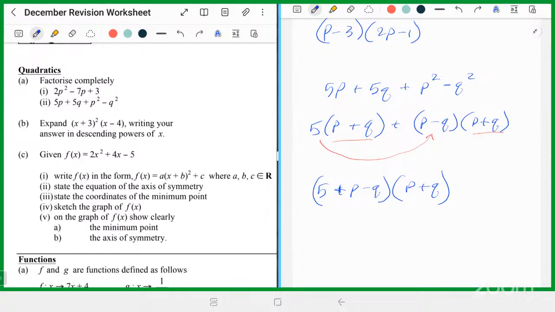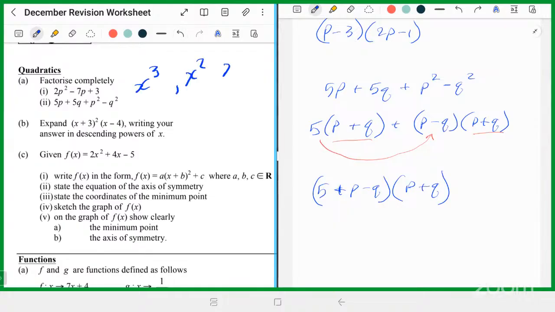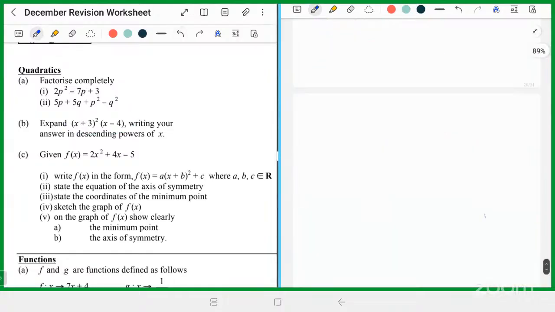Next part is for us to expand this expression, writing it in descending powers of x, meaning if you have x cubed as a first term, you must have x squared next, then you have x next, and you have a constant next. That's what I mean by descending powers of x. Expanding this thing. So let's go. So we have x plus 3 squared times x minus 4 to expand.